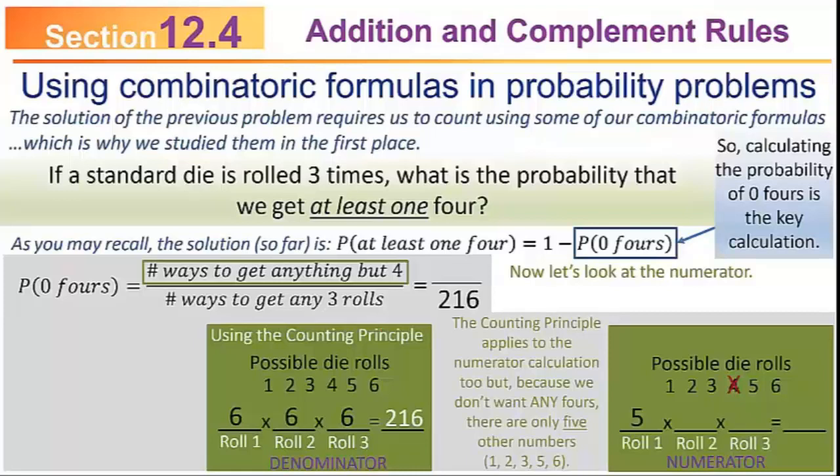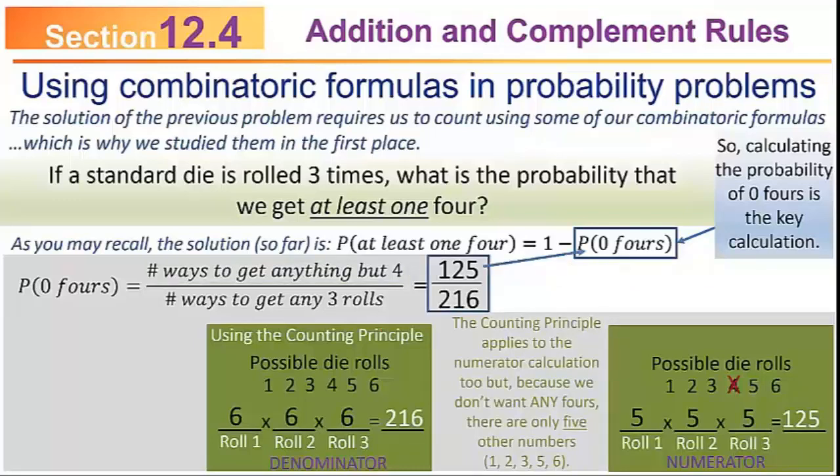So there's only 5 possibilities for the first die roll if you don't want it to be a 4. There are only 5 possibilities for die roll 2 if you don't want it to be a 4, and there are only 5 possibilities for die roll 3 if you don't want it to be a 4. 5 times 5 times 5 is 125, so the probability of getting no 4s is simply 125 over 216. But that wasn't the final answer. We want to know the probability to get at least 1 4. The key calculation was getting the probability of no 4s, but it wasn't the final answer. The probability is 1 minus that, which would be 91 over 216.